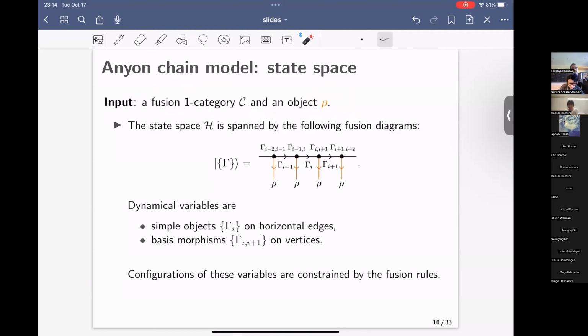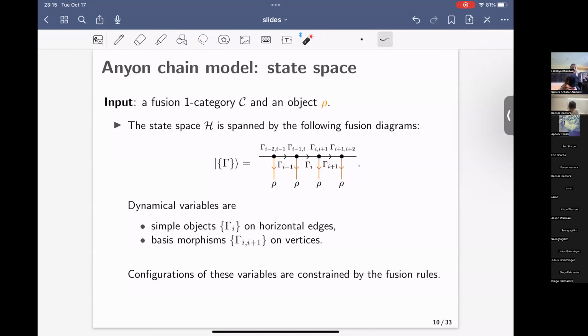And from these input data, we can define the state space of the anyon chain model as follows. So the state space H of this model is a vector space that is spanned by the fusion diagram of this form. So each fusion diagram defines a basis of this state space, and any state can be written as a linear combination of these fusion diagrams. And here, these vertical legs are labeled by the chosen object rho, and this is not a dynamical variable. On the other hand, on these horizontal edges and trivalent vertices, we have simple objects and basis morphisms respectively. And they are the dynamical variables of this model.